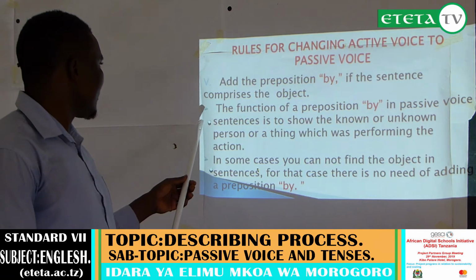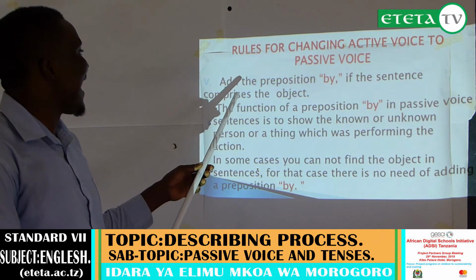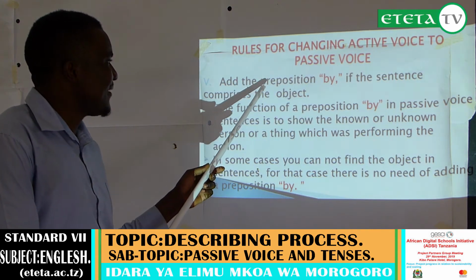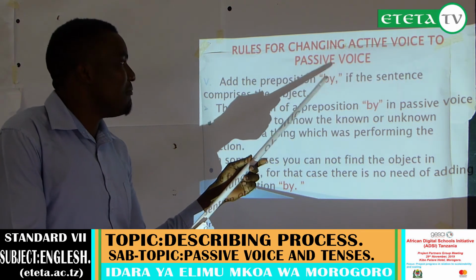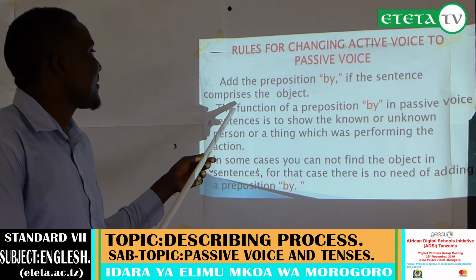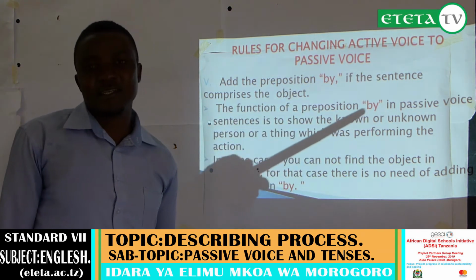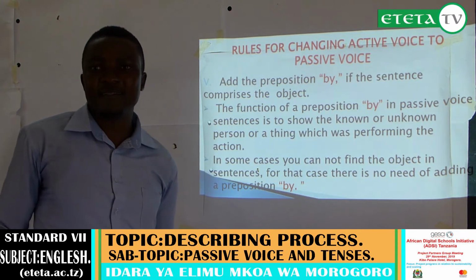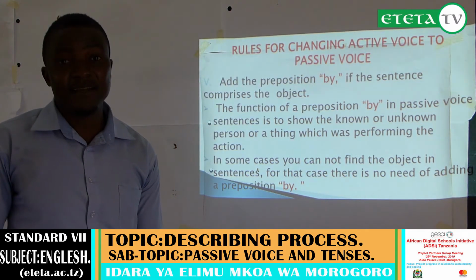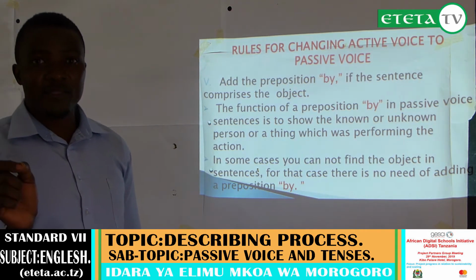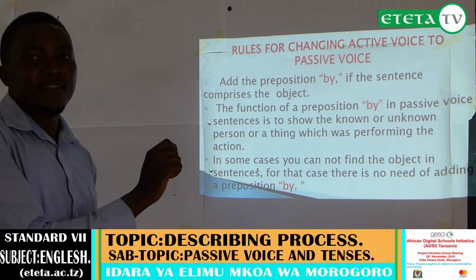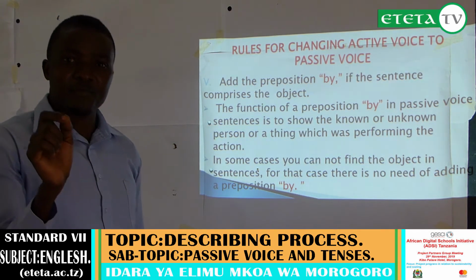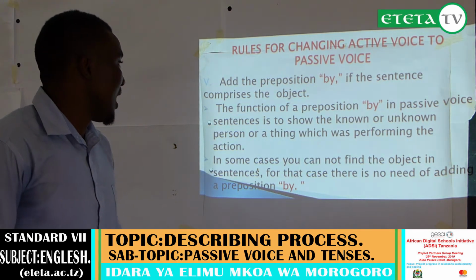And the last rule is to add the preposition by, if the sentence comprises the object. You will find that sometimes there is no object in the sentence, so there is no need to use the preposition by.